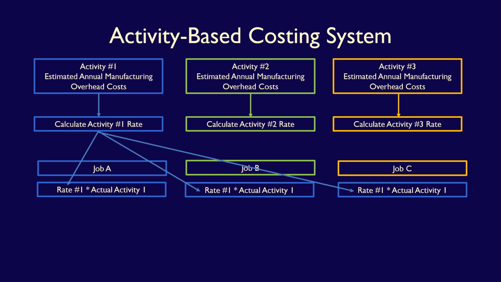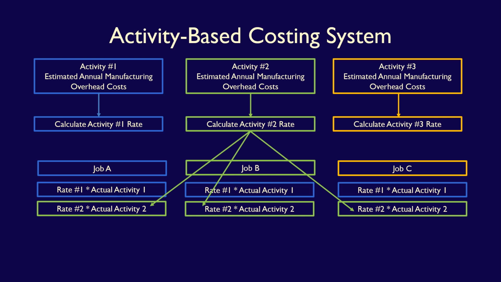To allocate overhead to each job, we first take the rate for activity 1 and multiply it by the actual activity consumed by each job. Therefore, activity 1's rate will be multiplied by the actual cost driver for job A, then by the actual cost driver for job B, and then the actual cost driver for job C. The total will be added to the cost of each individual job. This way, each job is recognizing the cost of using activity 1.